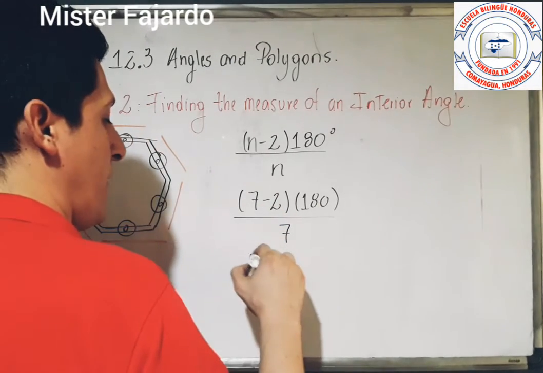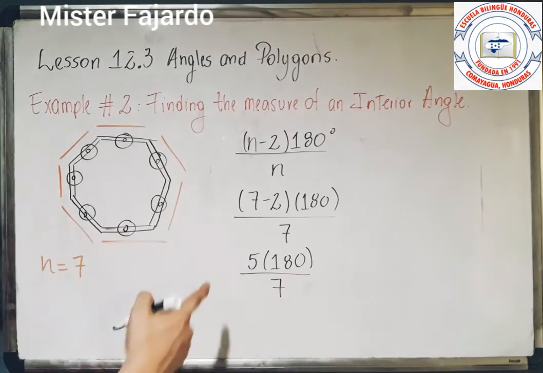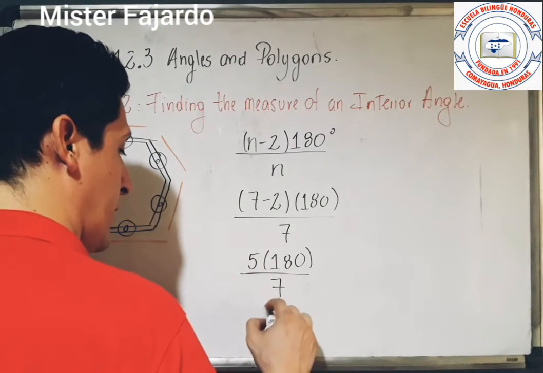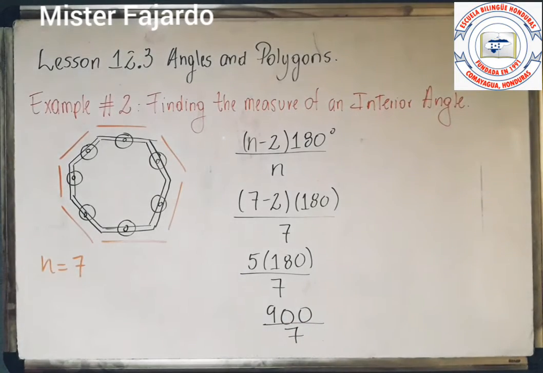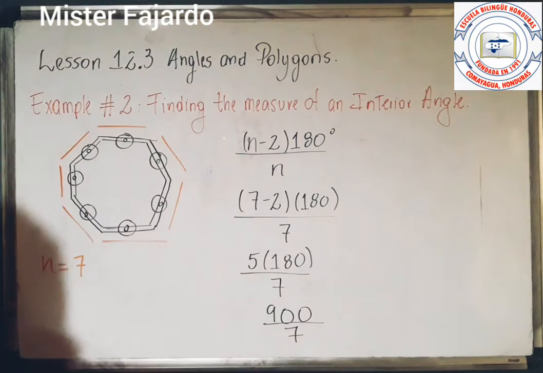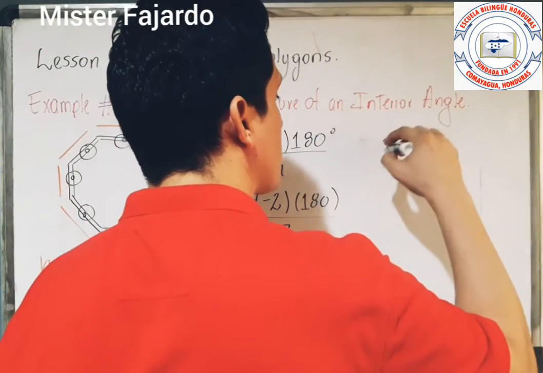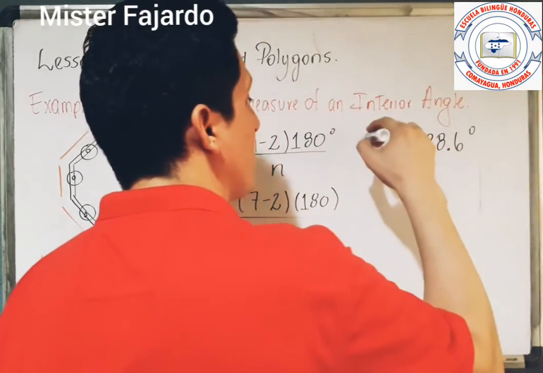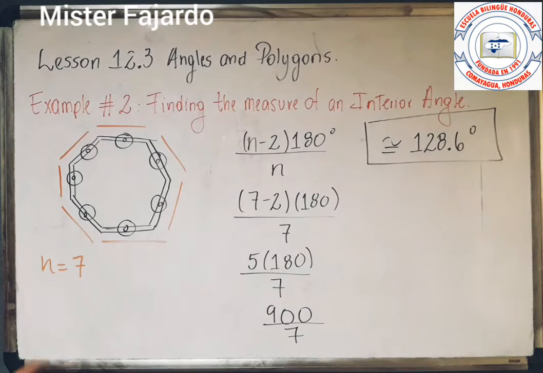If you do that, you're going to have 5 times 180 divided by 7, okay? If you multiply this, 5 times 8 is going to be 40, 5 times 1 is going to be 5, and 4, 9, and do that, and you are going to have 700 divided by 7, okay? If you do the division of this, it's going to be approximately equal to 128.6 degrees, okay? 128.6 degrees, okay? That's the measure of one of the interior angles, okay? It's really easy, just need to know the formula and just need to apply, in this case, the formula, okay?